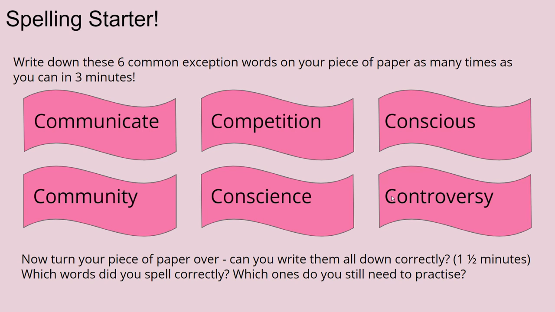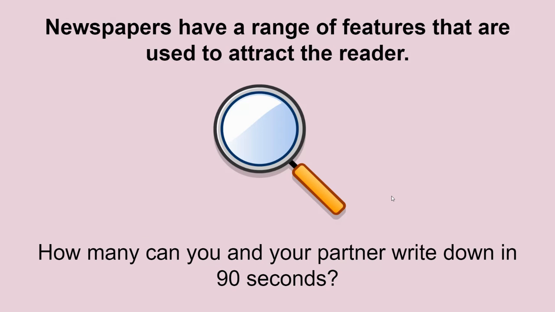Then once the 3-minute timer goes, you need to flip that over and set a 1 minute and a half timer, and write all the words down as many times as you can. Please don't forget to upload this to Class Dojo, because we'd like to see that you're doing these activities as well as the rest of the activities on these slides. So please pause the video and have a go at that.